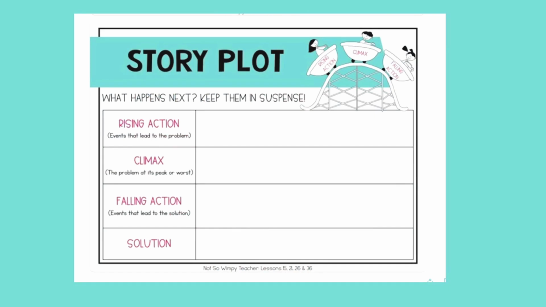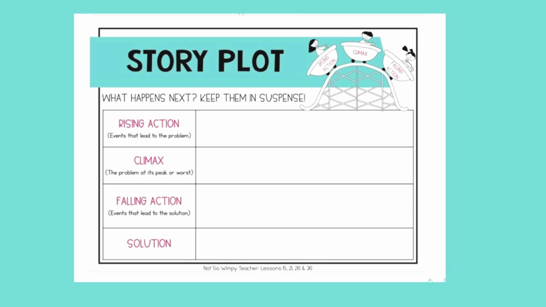Think about going up the hill with our rising action. The very tippy top is the climax, that moment of, oh, what's going to happen next? And then the falling action is what continues to happen during our story as it takes us towards our solution at the end. Making sure we have lots of details in our rising action and our falling action helps to make sure our reader feels that suspense as they're reading and they want to keep reading more.